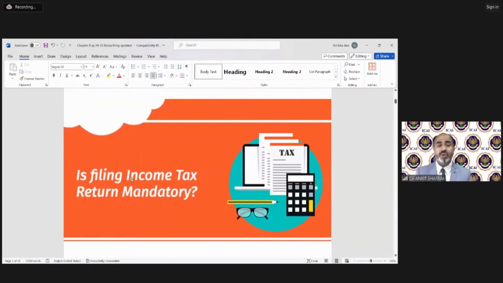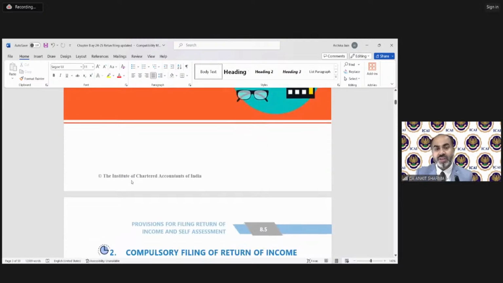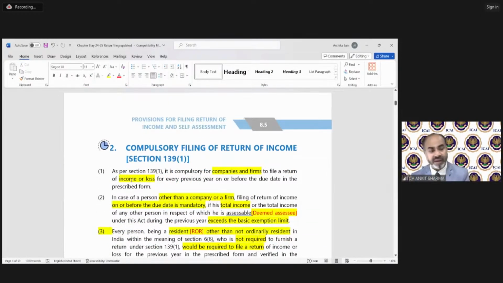Now the question comes to mind: is filing income tax return mandatory? You can ask this question to yourself also. Do I need to file an income tax return? Or do my parents need to file an income tax return? When does a person need to file an income tax return? If you fall under these provisions, that is compulsory filing of return of income, section 139(1). If you fall under any of the provisions we are going to discuss under section 139(1), that means you have to file your return of income compulsorily. One by one, we will discuss these.